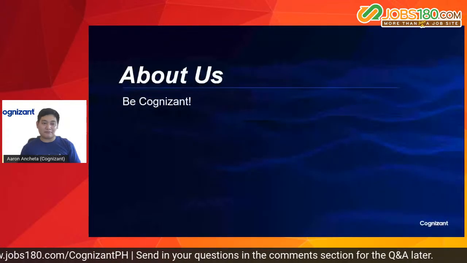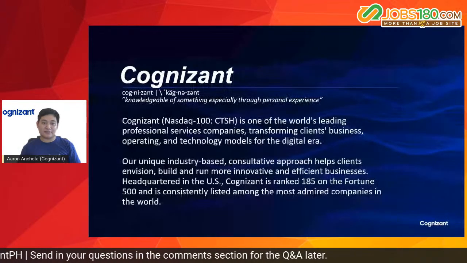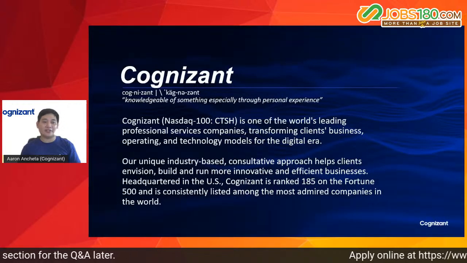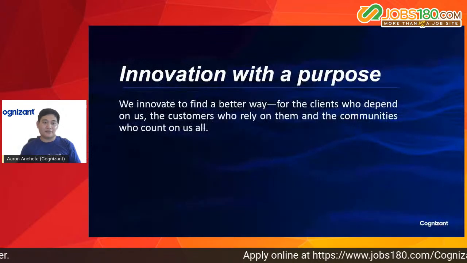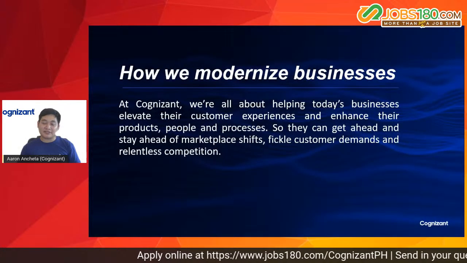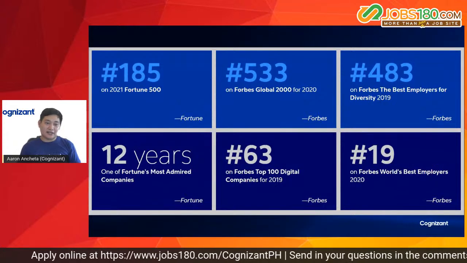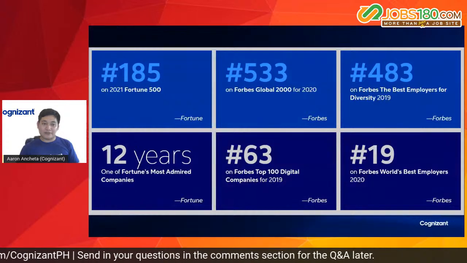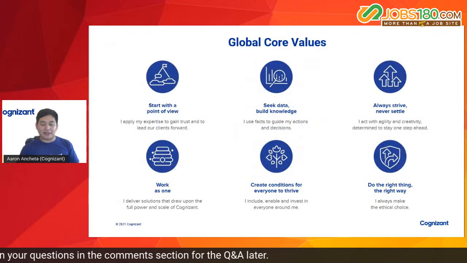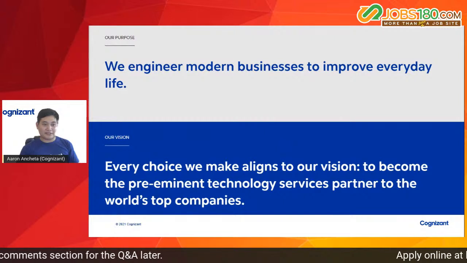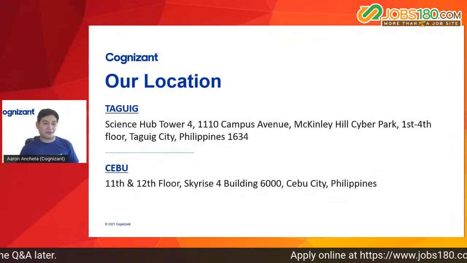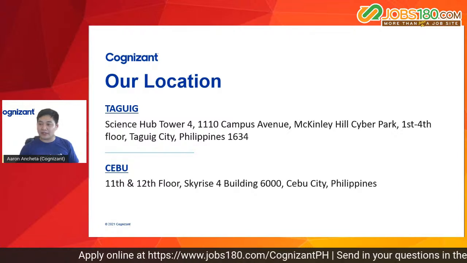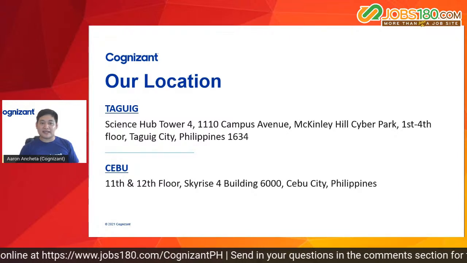Just to give a brief background on Cognizant. Cognizant is one of the world's leading professional services companies transforming clients' business operating and technology models for the digital era. We innovate with a purpose and we help businesses modernize. And these are the number cards. These are the values in Cognizant Philippines and our global values, our purpose and our vision. And these are our main locations, in Taguig and in Cebu. In Taguig, it's in Science Hub 4 in McKinley Hill. And in Cebu, it's in Skyrise 4 building.